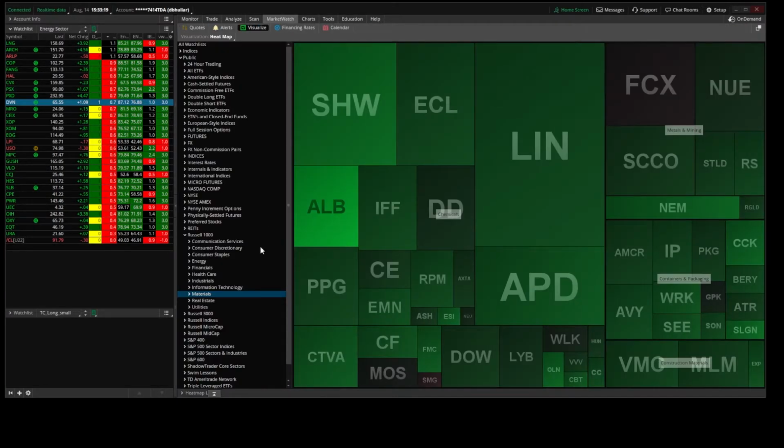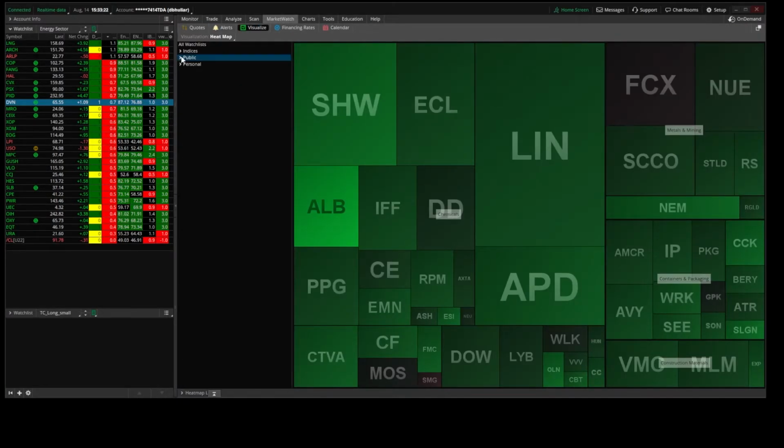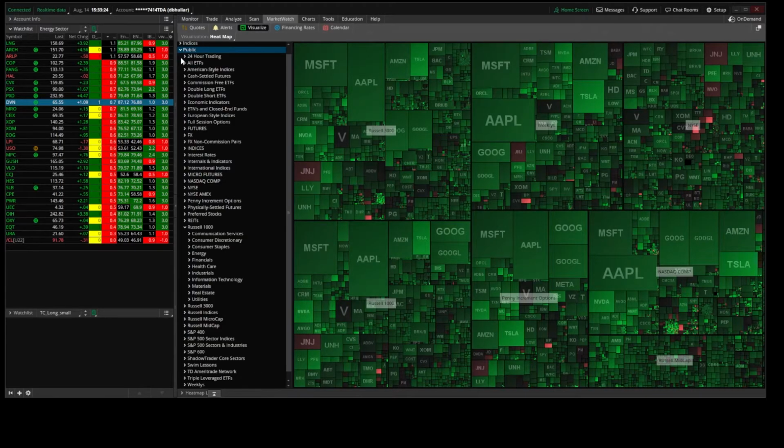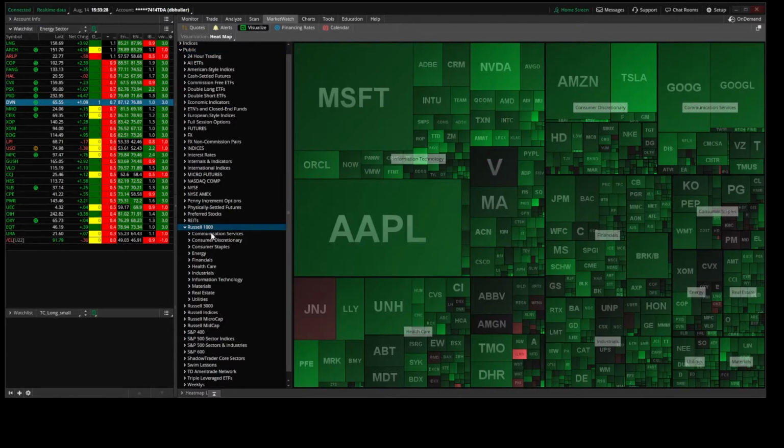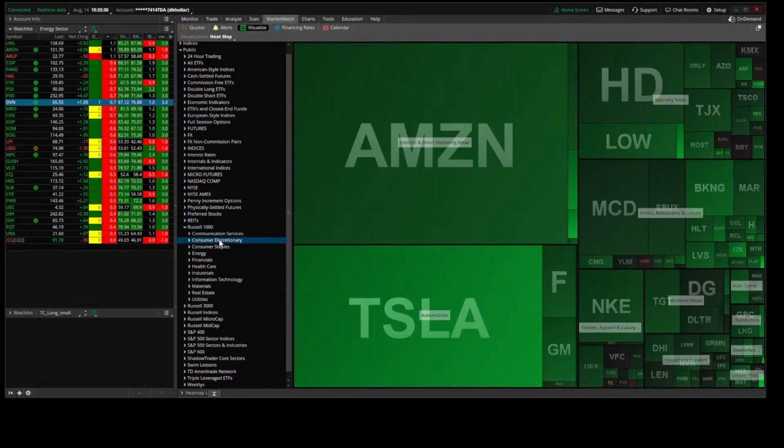is go into Market Watch. I'll show you from the beginning: you go into public, then drill down into Russell 100, and then you can see consumer discretionary. So we see these are their standard stocks, right? Amazon and Tesla, the brighter the green, the bigger the move, right? So almost all of these sectors were doing well. Again, Friday was an anomaly.